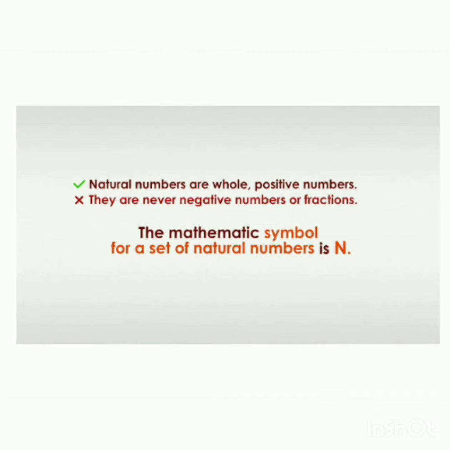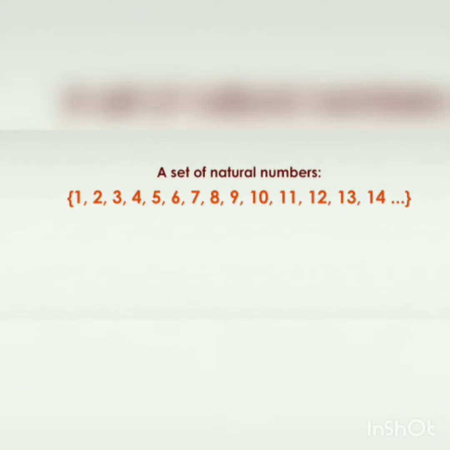The mathematical symbol for the set of natural numbers is represented by capital N. Here is an example of the set of natural numbers. As we can see, natural numbers are represented in curly brackets with all the elements inside it. Here you can see that the set of natural numbers is 1, 2, 3, 4, 5, 6, 7, 8, 9, 10, 11, 12, 13, 14 and so on.